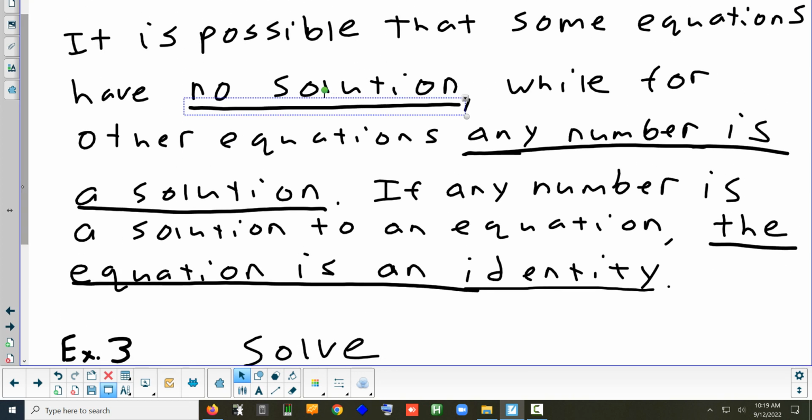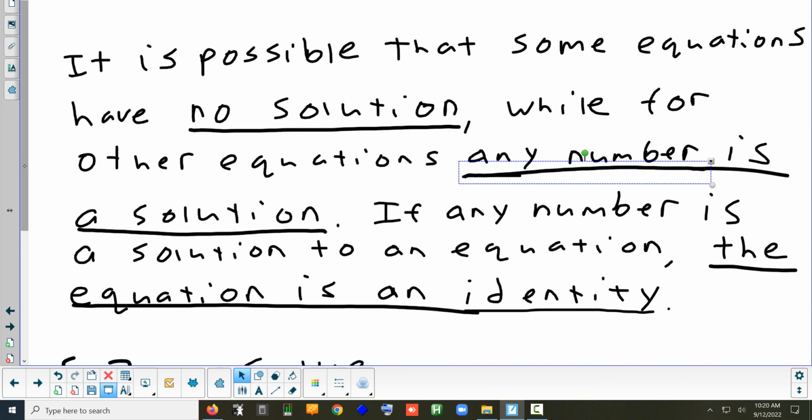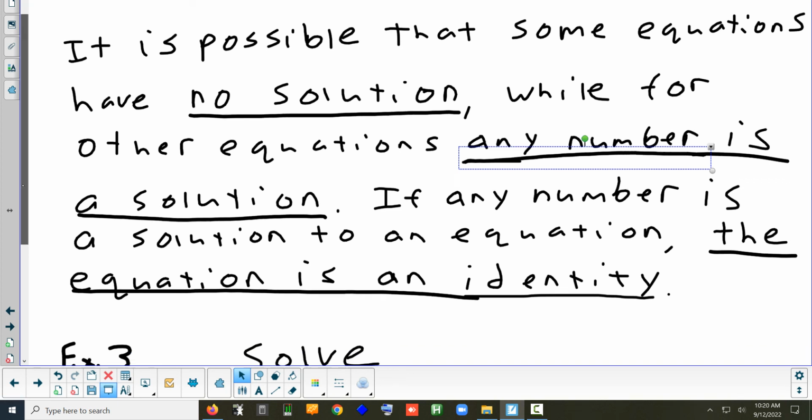These types of problems, the no solution and the any number being a solution, generally only happen when you have variables on both sides. Before today, we never dealt with variables on both sides. That's why this never came up. Does everybody have the underlined parts filled in? All right, let's try an example.